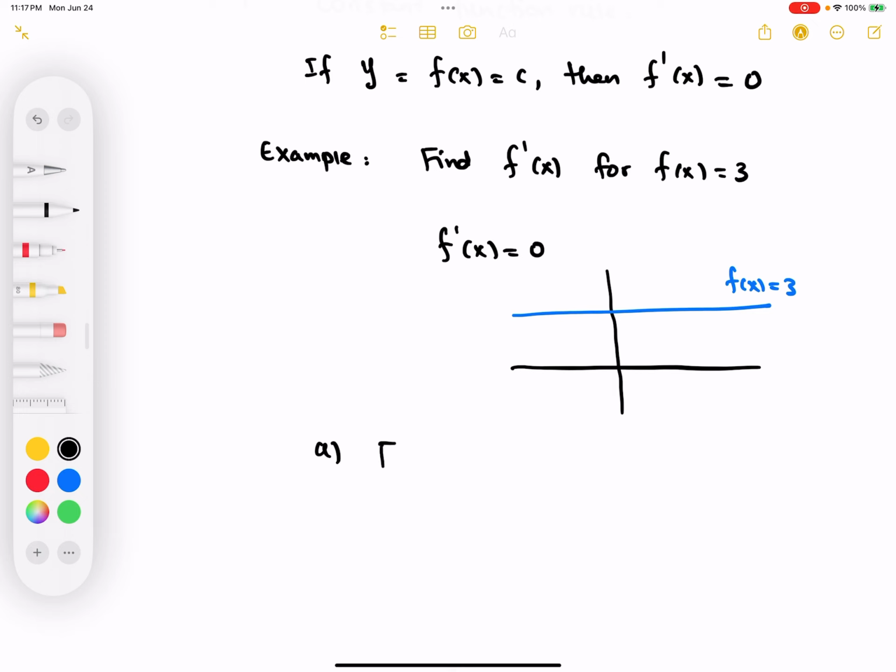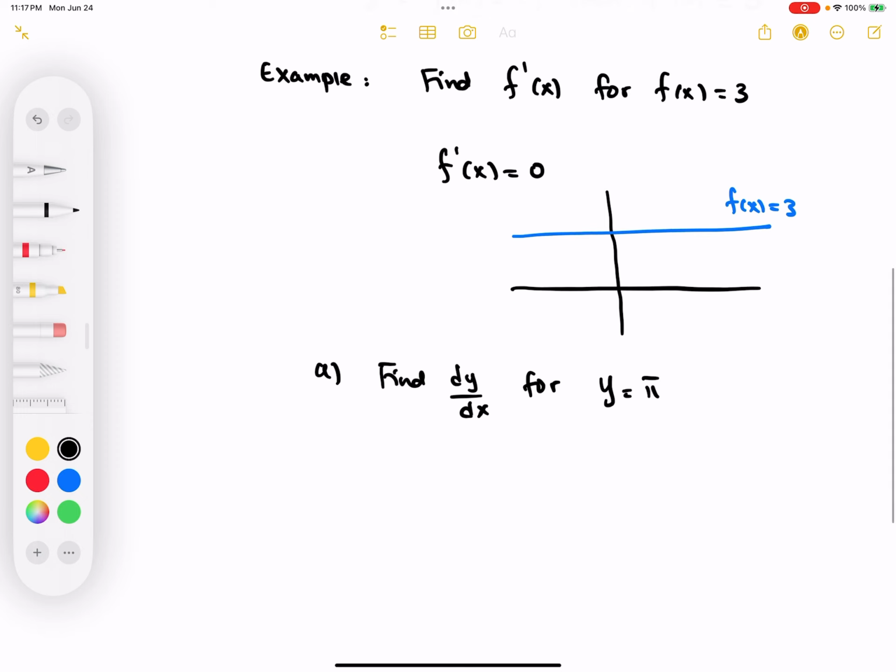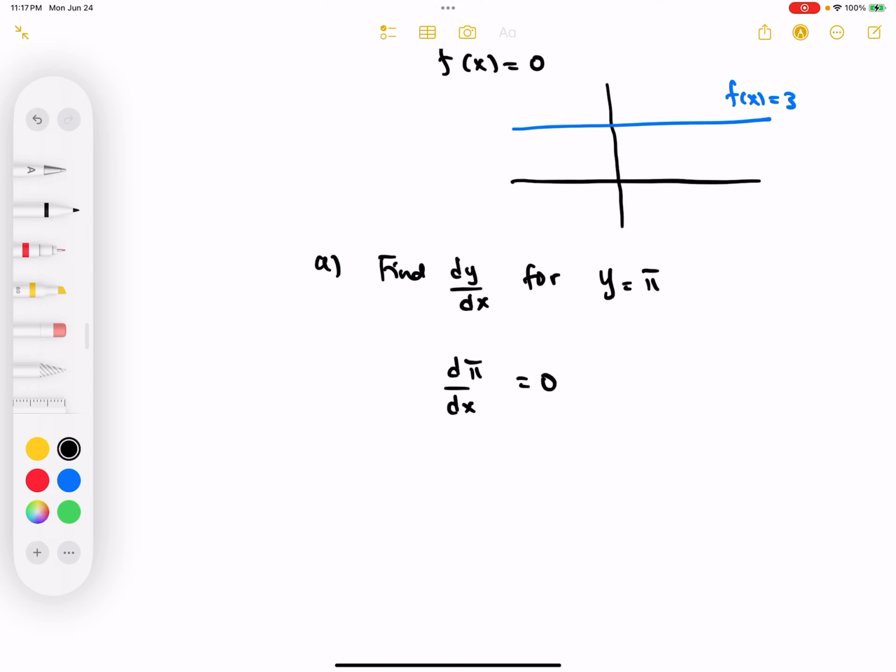Let's say find dy by dx for y is equal to pi. Remember, pi is just a number, 3.14, right? So dy by dx of y equal to pi is 0. Another one, for example, find d by dx of 23. This one is just 0.